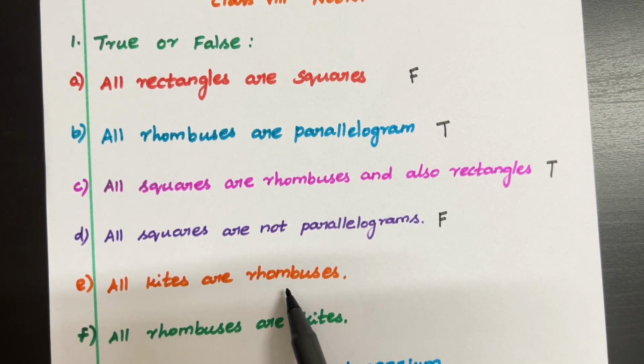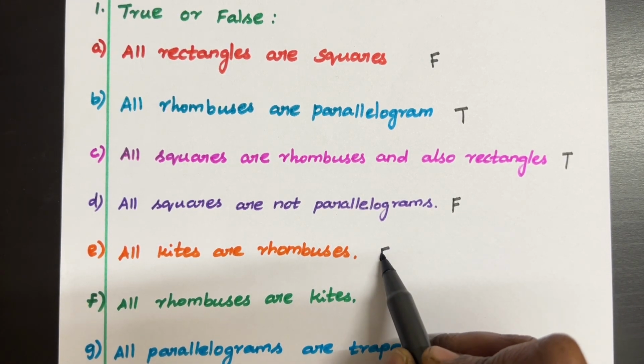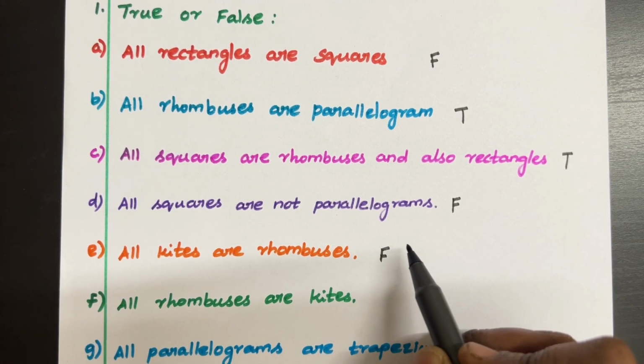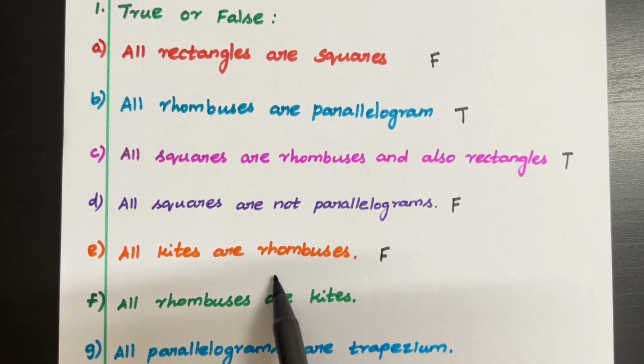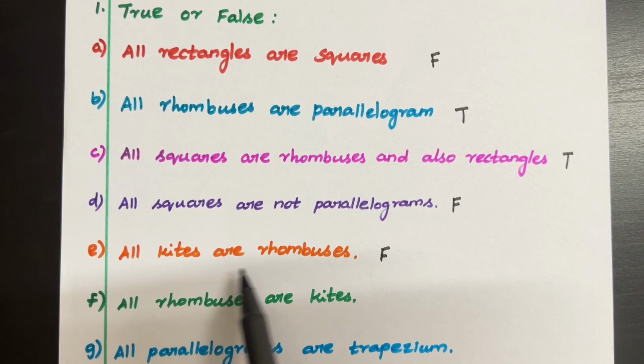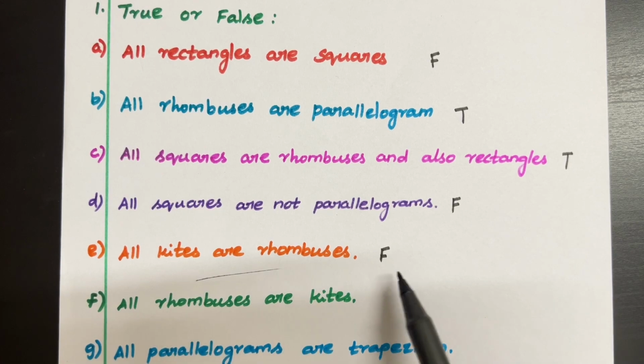All kites are rhombuses. No, all kites are not rhombuses. Answer is false, right? Because in kites, the adjacent sides are equal. But in a rhombus, all the sides are equal. So, a kite is not satisfying the properties of a rhombus. So, all kites are not rhombuses. So, this statement is false.